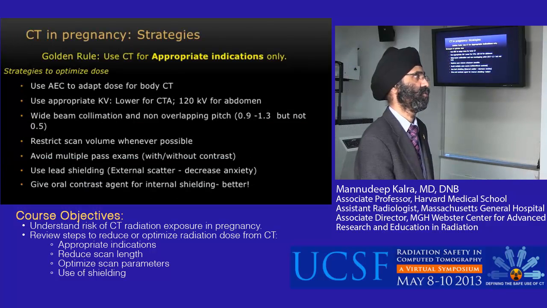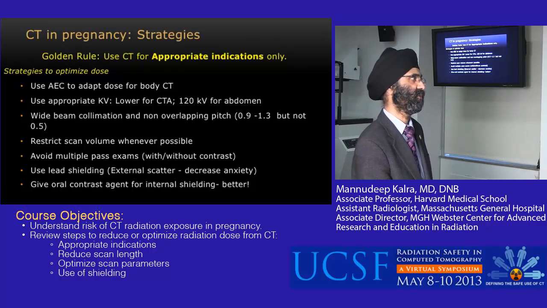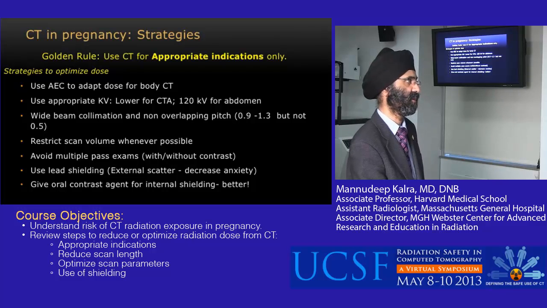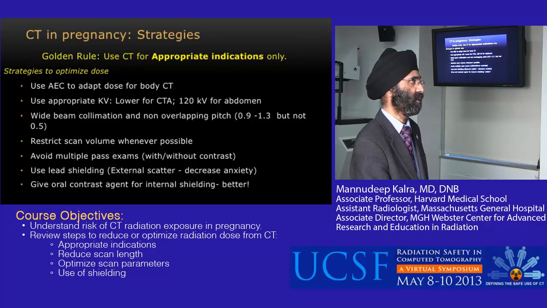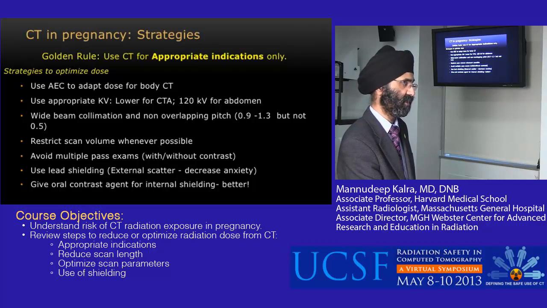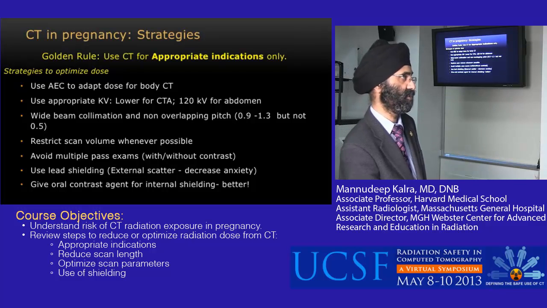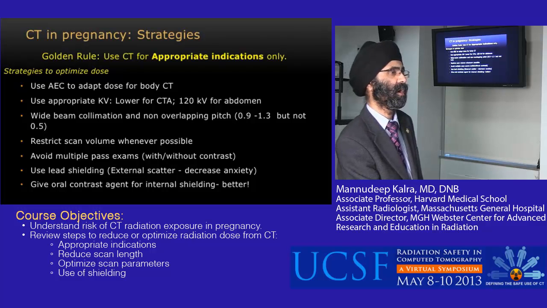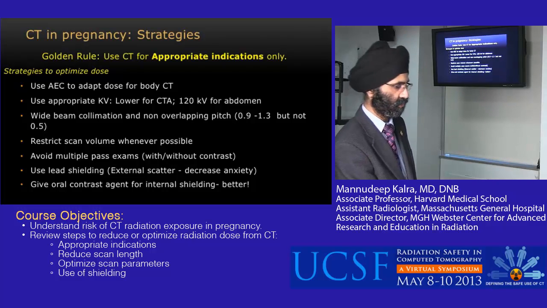So what are the strategies to optimize radiation dose in pregnancy? Well, the most important one is that we should only use CT in pregnant patients when there is an appropriate indication. And when there isn't an appropriate indication, we should not use it. When there is an appropriate indication, it's important to optimize radiation dose just as we will do in a non-pregnant patient. For example, we should be using automatic exposure control technique to adapt tube current based on patient size, right, and indication as well.